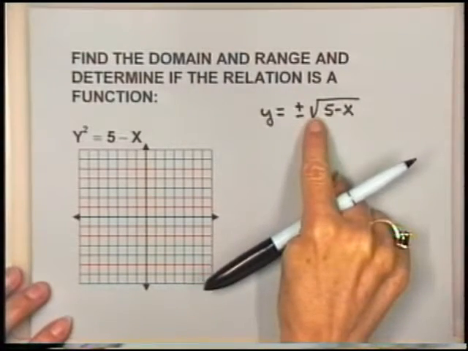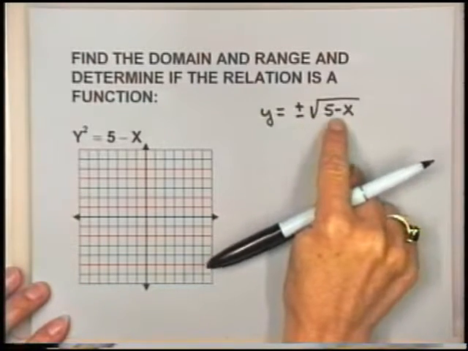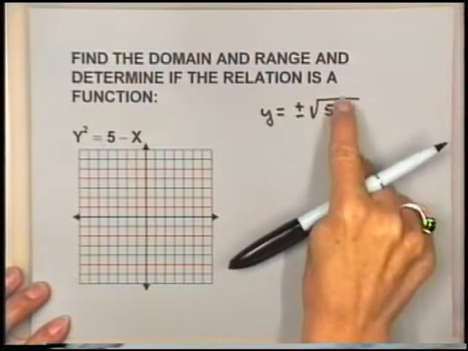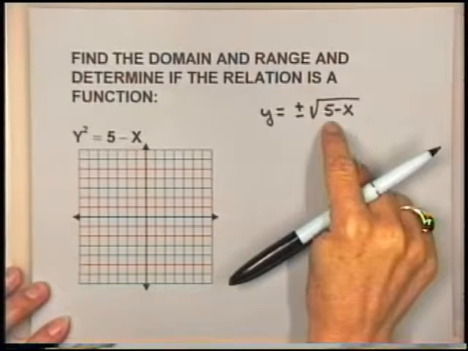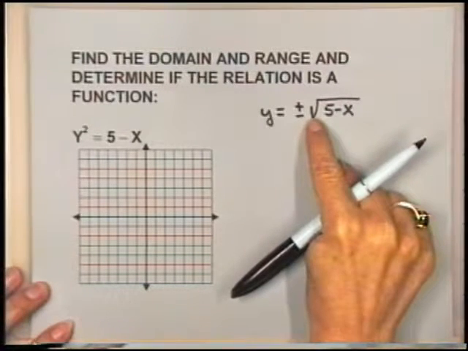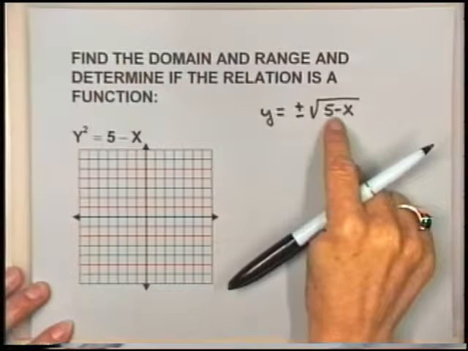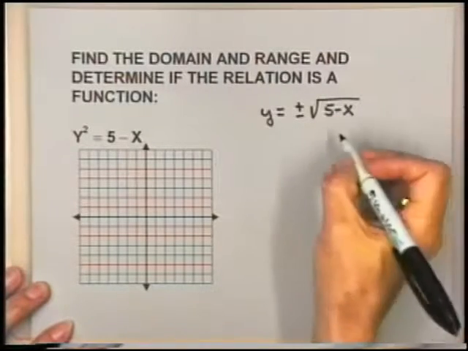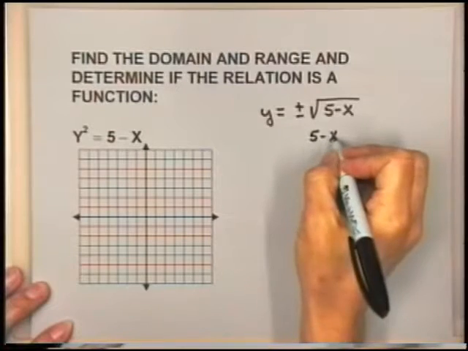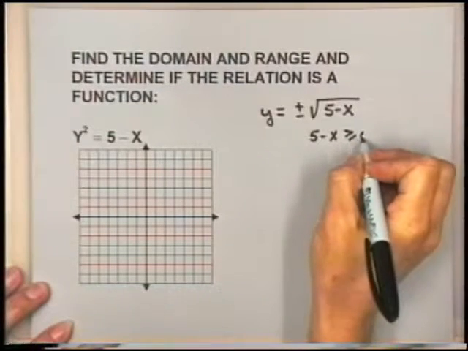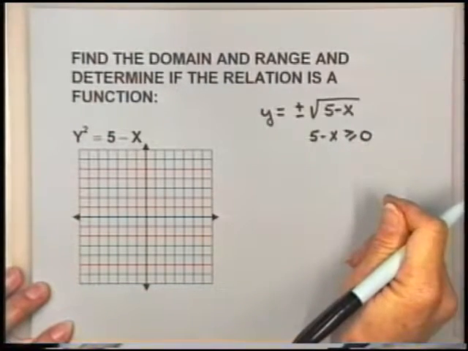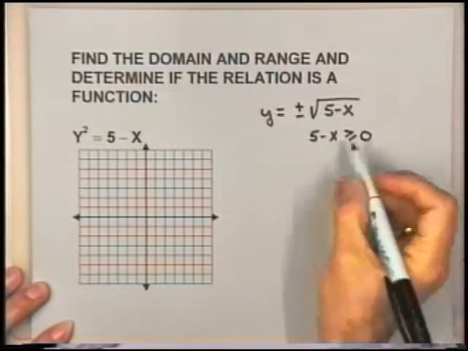Now, sometimes it's easier to look here and notice if I'm going to take a square root, this quantity here cannot be negative, can it? If I try to take the square root of a negative quantity, I get a complex or imaginary number, which is not a real number. And remember, when we talk about functions, we have to be doing ordered pairs of real numbers. I need 5 minus x to be greater than or equal to 0 so that it will not be negative.